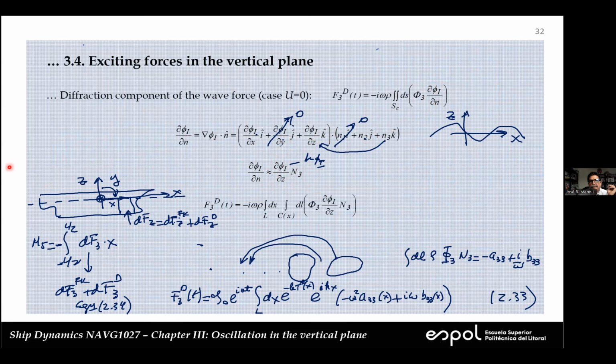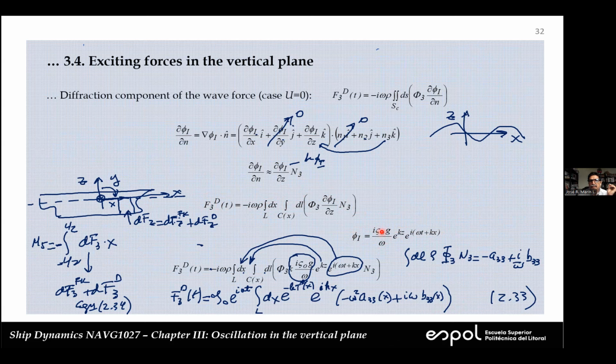That's what we have. So instead of d phi dn, we put d phi dz and N3. So we can integrate this part for each section, and then we integrate along the length of the ship to calculate the diffraction component. Okay. So this is the phi. We recognize that.